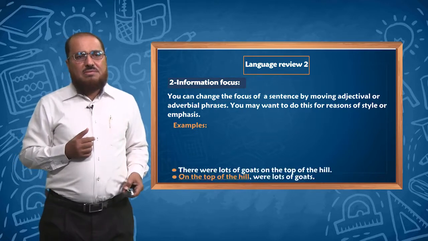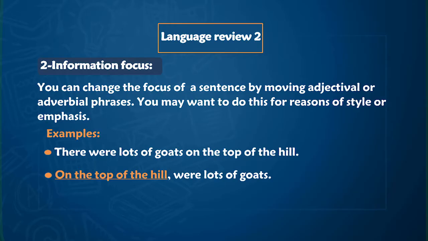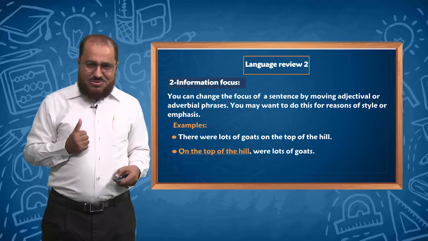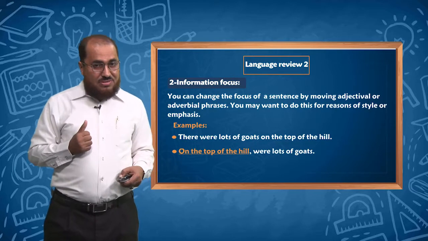First example, look at this pair of sentences. You see this pair of sentences now? Are they different in meaning? The first sentence: There were lots of goats on the top of the hill. The second sentence: On the top of the hill were lots of goats. What do you think? Are they different in meaning?